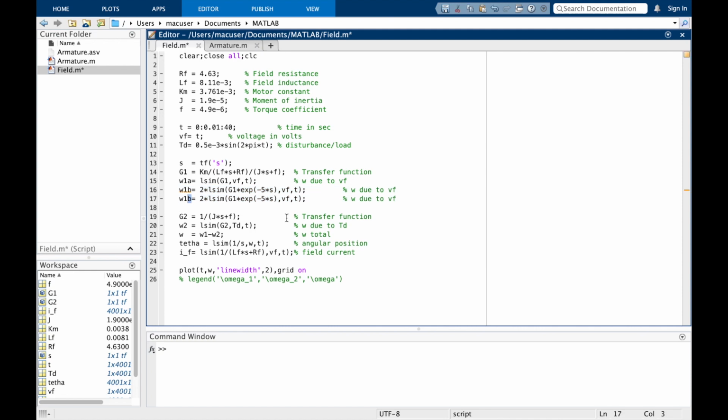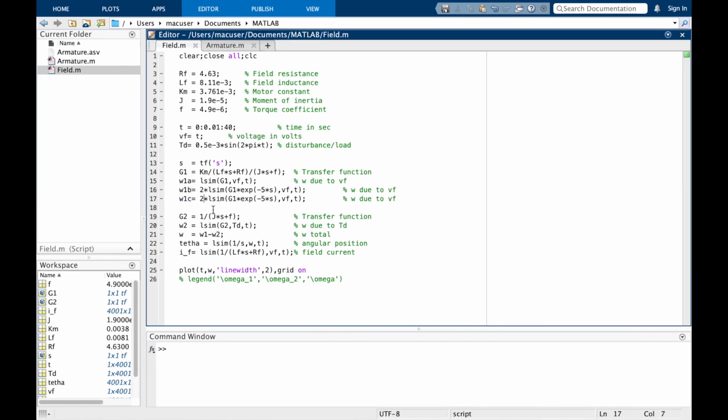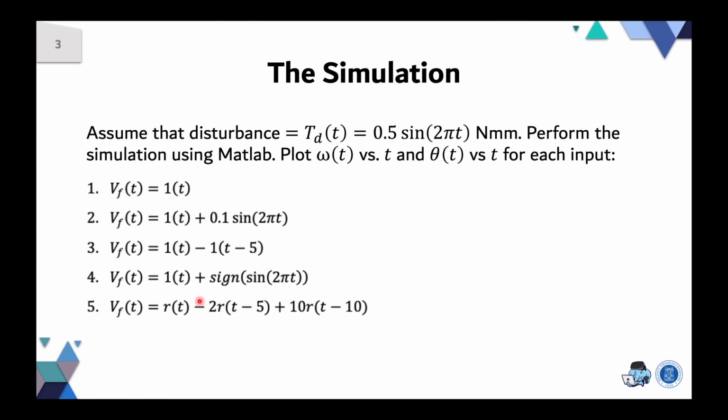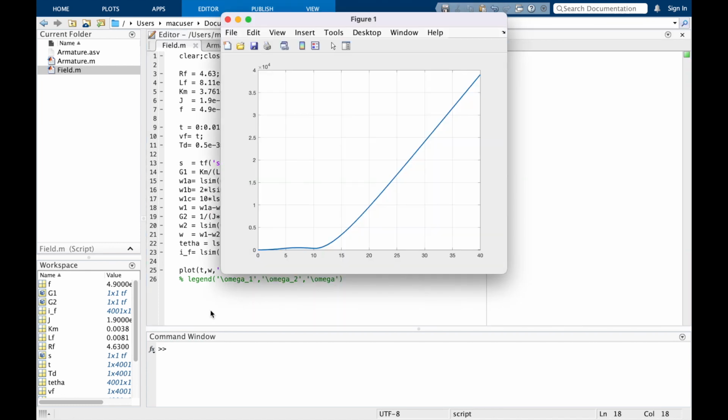And this is omega 1C. The slope is 10, so I put a 10 here. The delay is 10 seconds, so I'm changing this to 10. And finally we have omega 1s, which is omega 1a minus omega 1b plus omega 1c. Have a look. That's all, I think it's already complete. Okay, so this is the result.